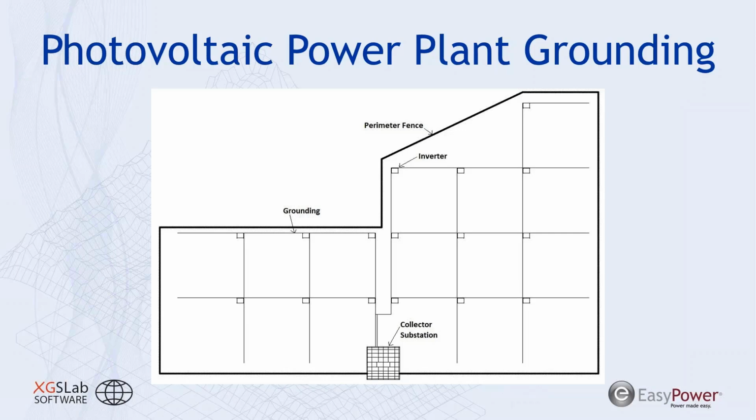On the bottom here of this larger photovoltaic power plant is our collector substation grounding system. This has a typical grounding layout. Usually each of these grid spacings is more in the 10 to 50 foot range and is often connected to the solar power plant grounding system.